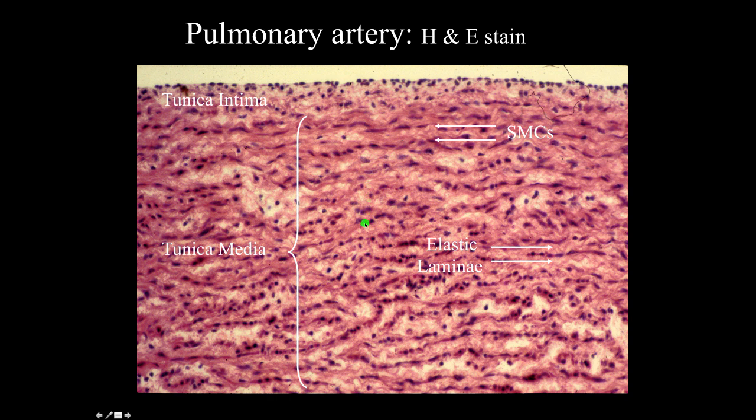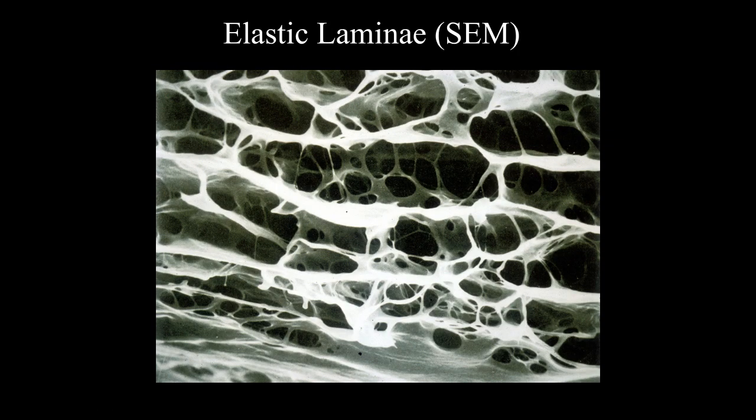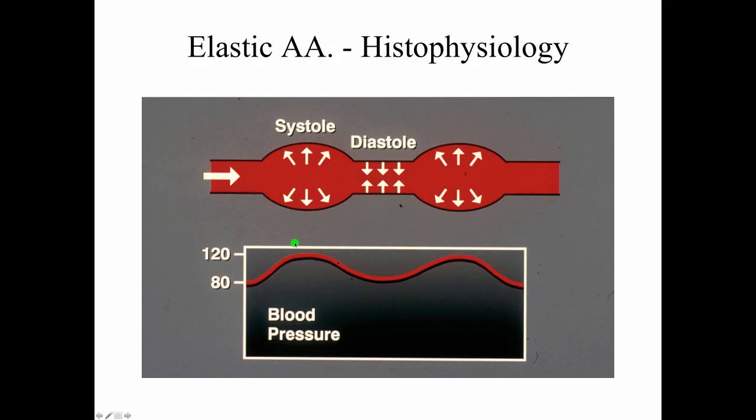I hope you appreciate that in arteries, the tunica media is the most prominent layer of the arteries. This is just a scanning electron micrograph of what the elastic lamina would look like. All the tissue has been dissolved away and you're just seeing the elastic fibers. And a little bit of the histophysiology of elastic arteries.